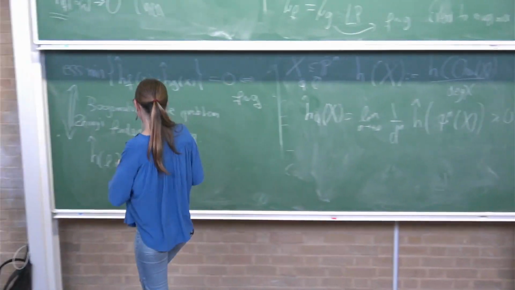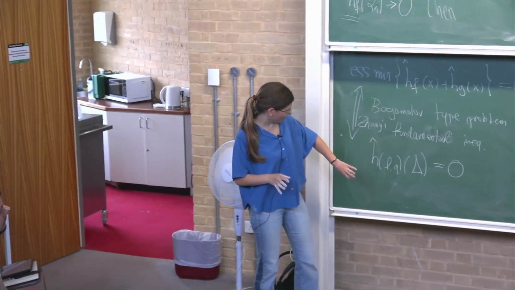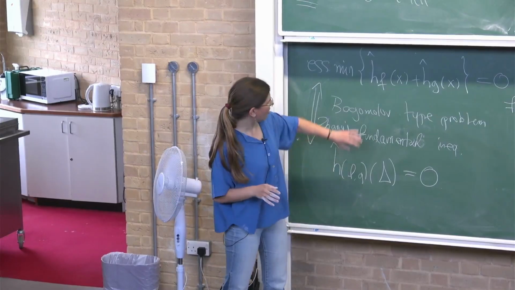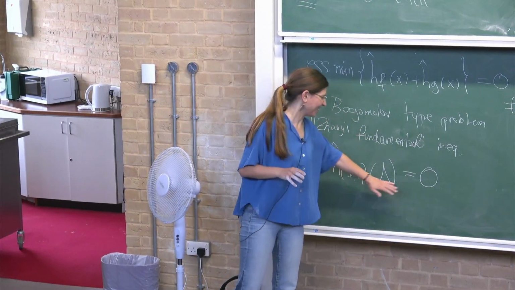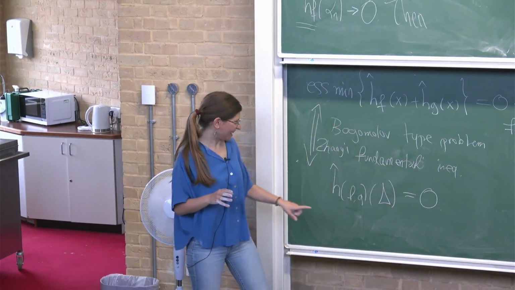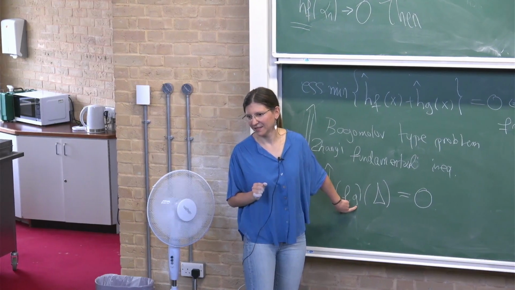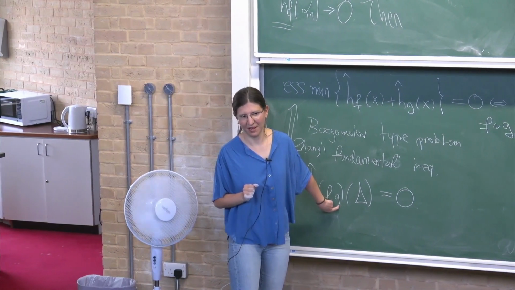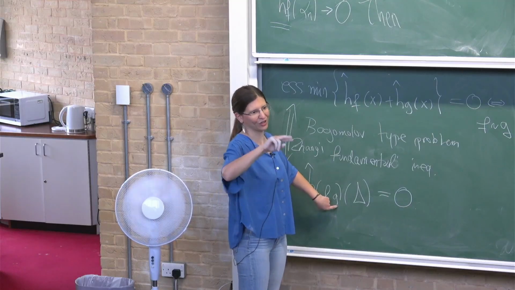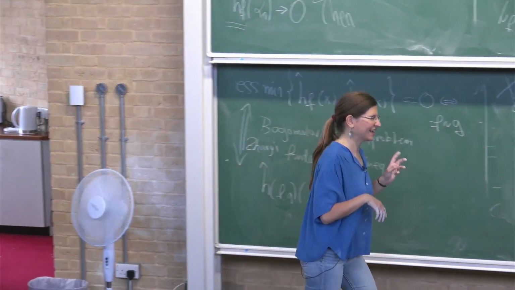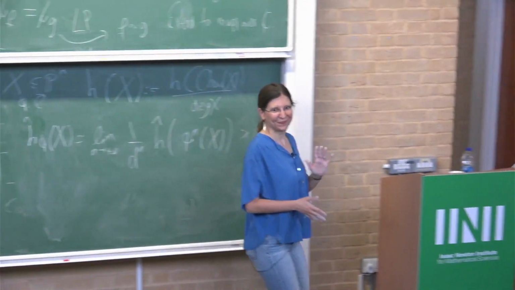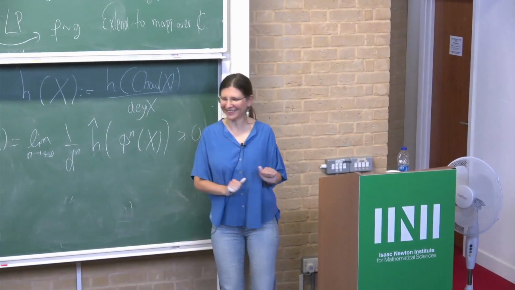So next time, we will start thinking of this question, of when is this height 0, in the case that the maps are defined over a function field, not necessarily the algebraic numbers, and tie it back into our bifurcation questions, though that may take more than one lecture. So I'll stop here for today.